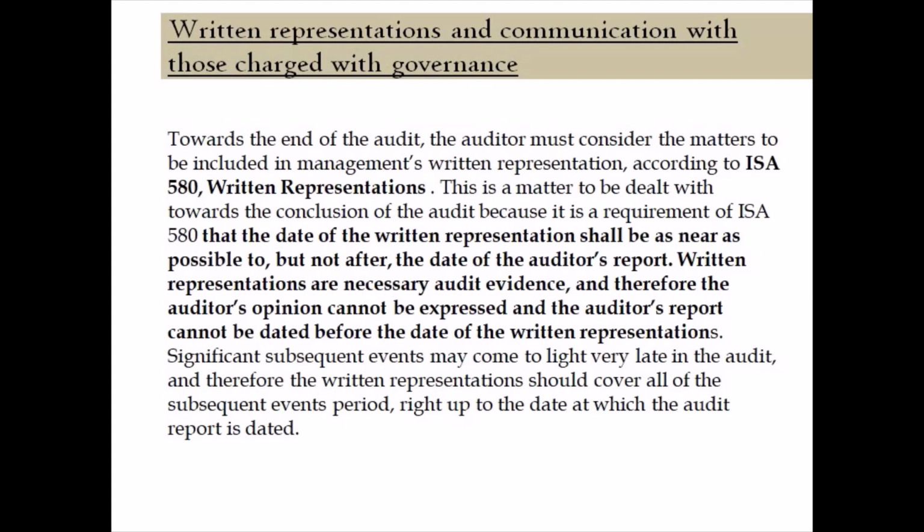So, towards the end of the audit, the auditor must consider the matters to be included in management's written representation. Requirement man gud ni siya sa ISA 580 in which kung equivalent diri sa Philippines kay PSA 580. Also, ang ato ang written representation letter kay that the date of the written representation shall be as near as possible to but not after the date of the auditor's report. Written representations are necessary audit evidence and therefore the auditor's opinion cannot be expressed and the auditor's report cannot be dated before the date of the written representations. Significant subsequent events may come to light very late in the audit and therefore written representations should cover all of the subsequent events period right up to the date at which the audit report is dated.